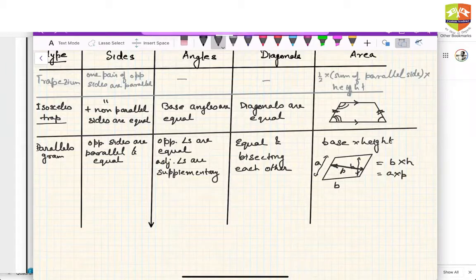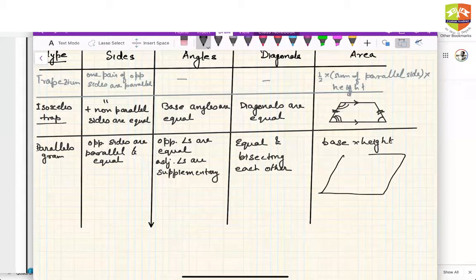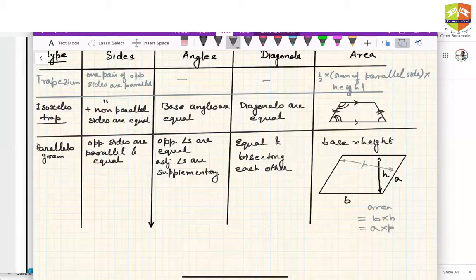Okay, I will redraw so that you guys do not get confused. So this is a parallelogram. Let's say this side is B, this is A. And let's say this height is H, and the distance between these two parallel sides is P. So the area is equal to either B into H or A into P. Both are same. Okay, so this is about parallelogram.